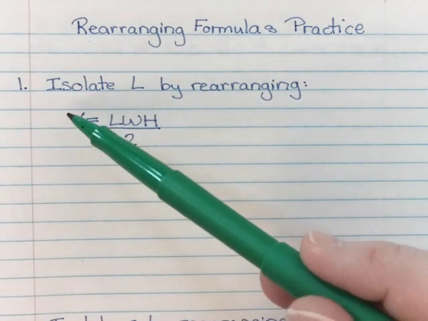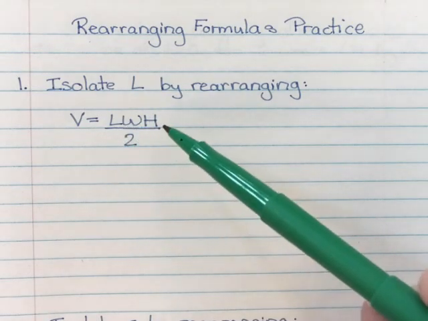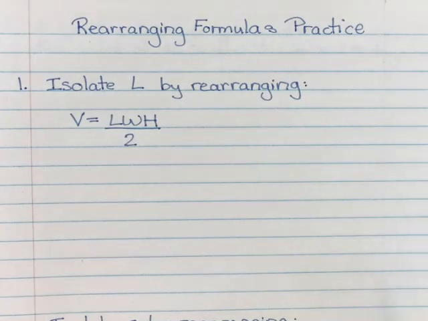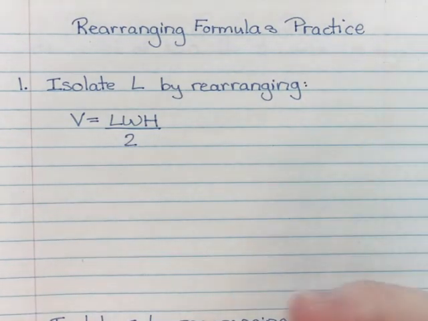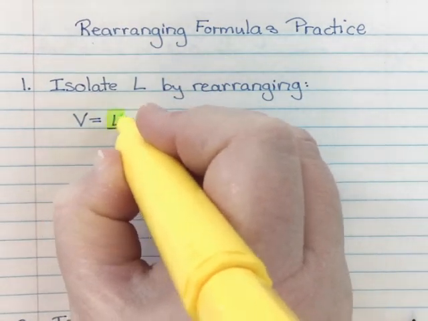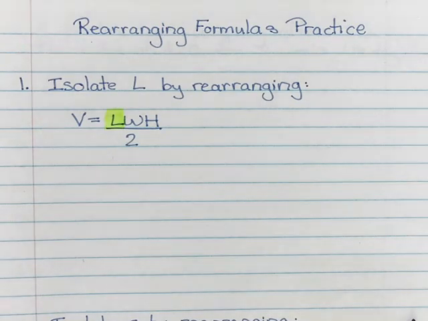And I have the formula V equals LWH, so length times width times height, divided by 2. This is actually the formula for the volume of a triangular prism. So when you are isolating, you are trying to get something by itself. So we want to take that L, I like to highlight it so I know where it is, and we want to try to get L all by itself. So this rearranging a formula is just like solving an equation.